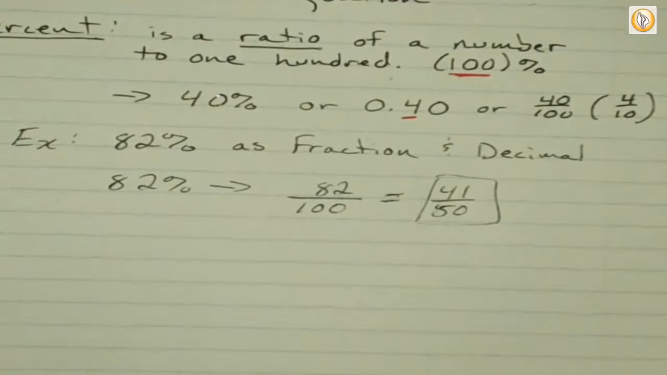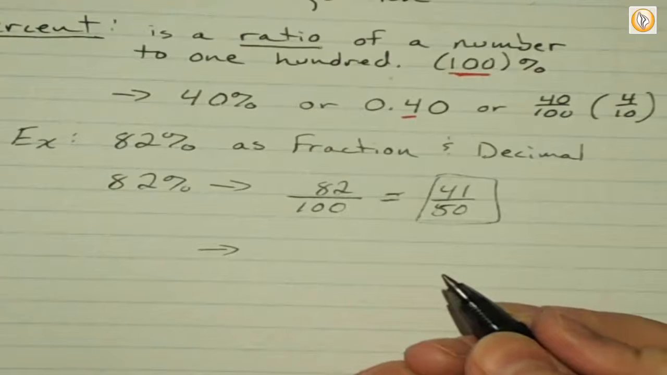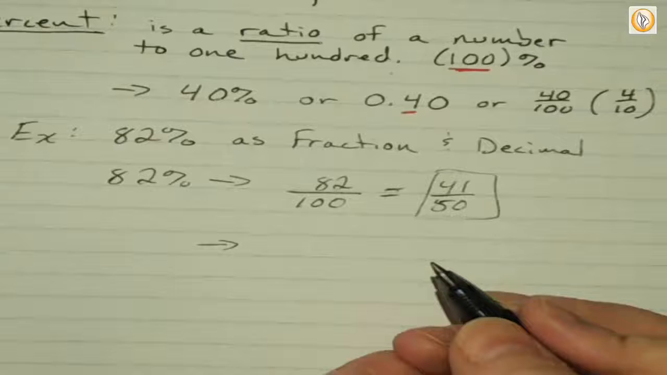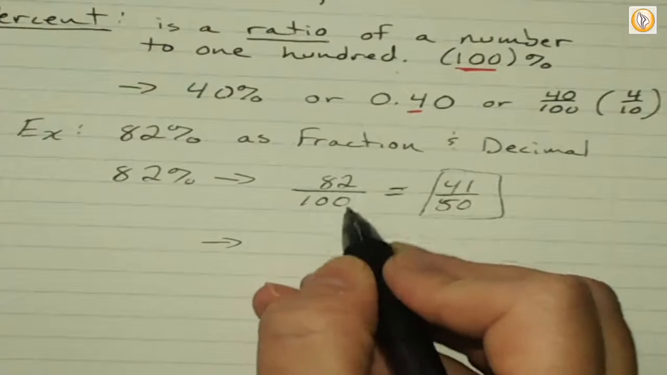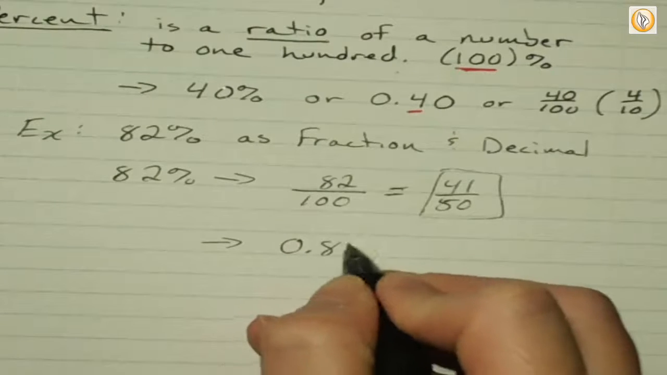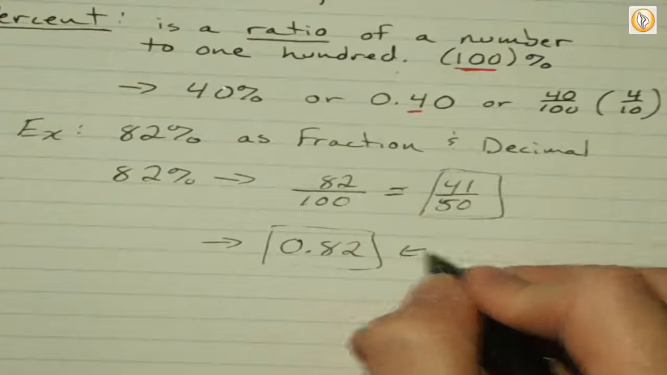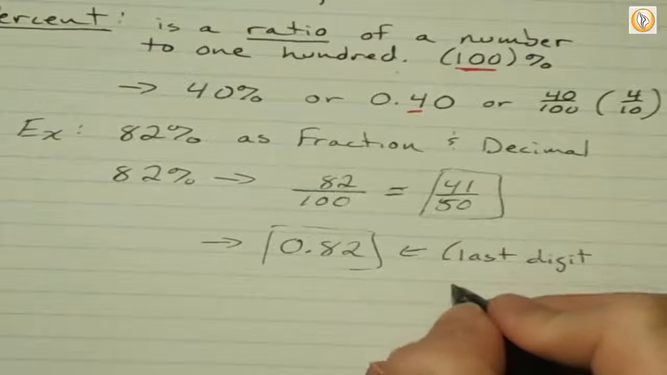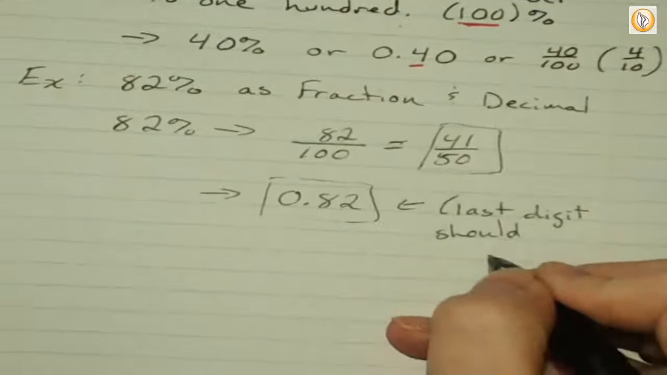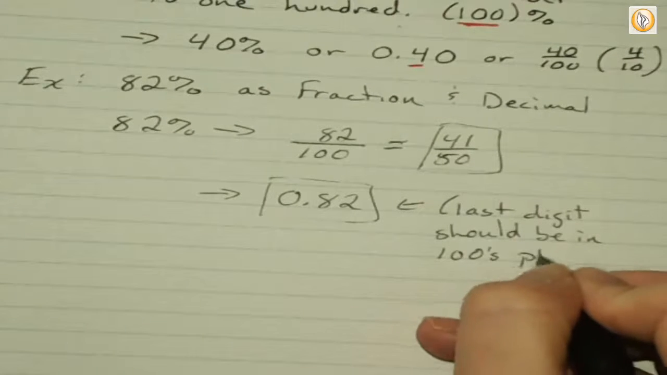So changing it to a fraction is not too bad, right? Okay, let's change it to a decimal. Since it's 82 over 100, the last digit should be in the hundreds place.